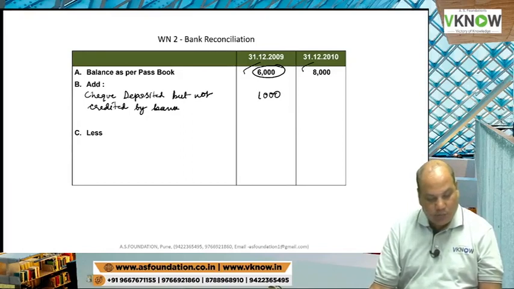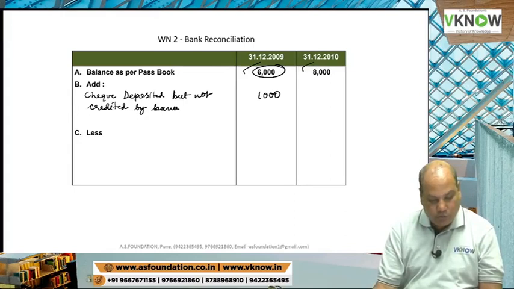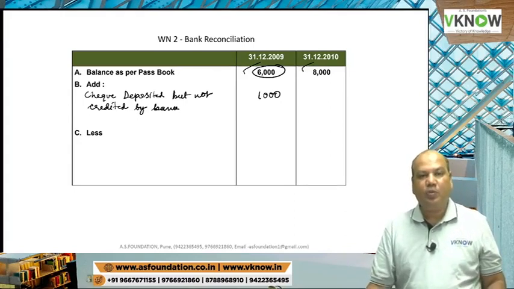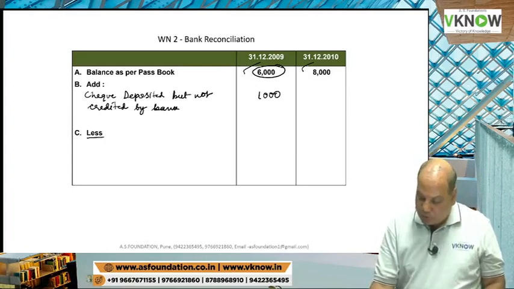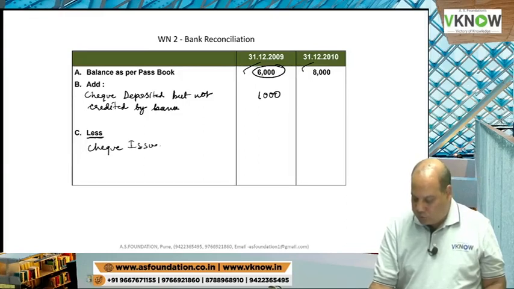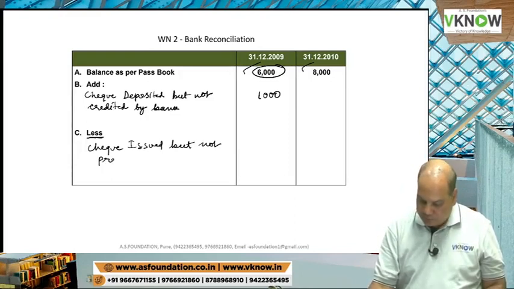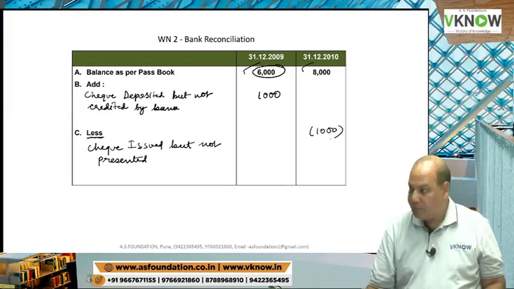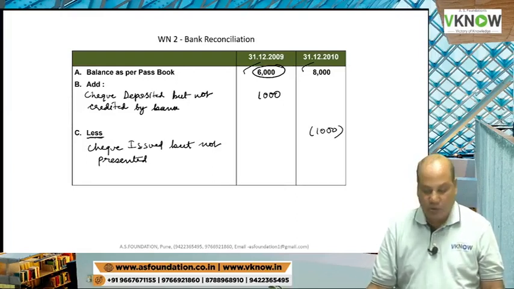Next point is check of 2,000 issued on 26 December 2010 was presented on 3rd January 2011. So we have issued the check, means our cash balance has reduced, but passbook balance had not reduced. So under point number C, less check issued but not presented, 1,000 rupees.